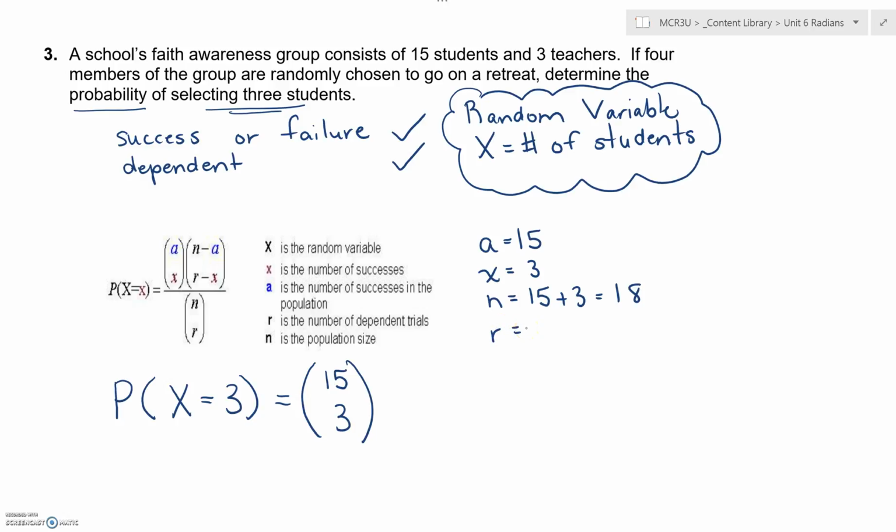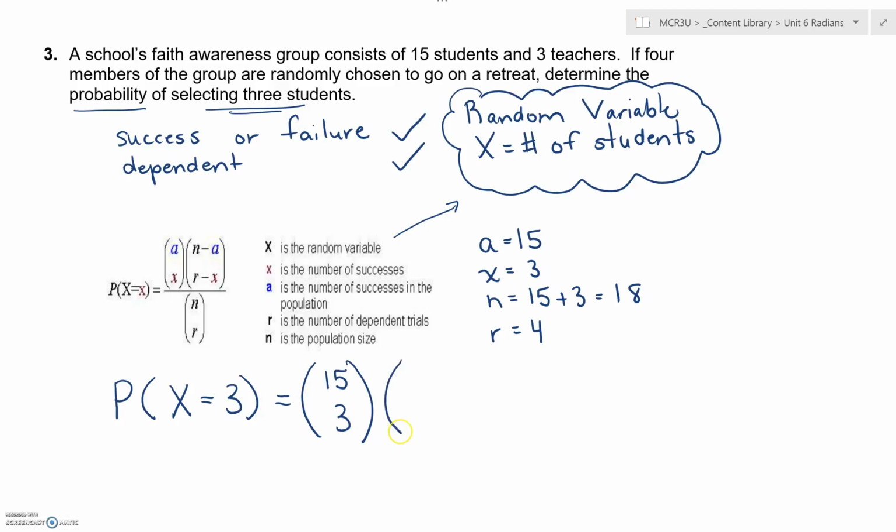We move on to the R value. The R value is the number of dependent trials. So if we're picking 4 members in a group, that means that we'll be doing this 4 times. I think I have all the letters here. Well, X, we define the random variable up here. 1, 2, 3, 4. Yeah, we've got all our variables labeled. So now we can go ahead and do this formula.